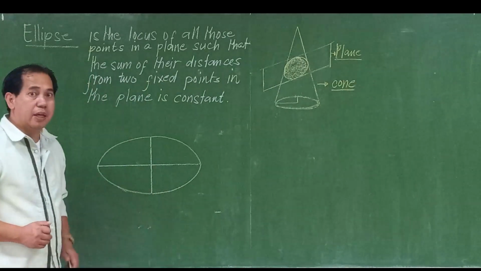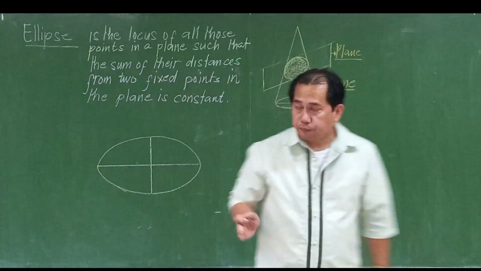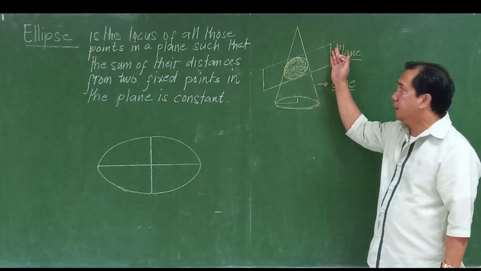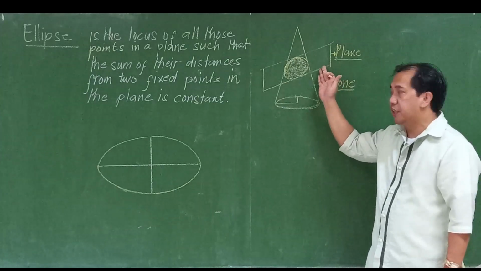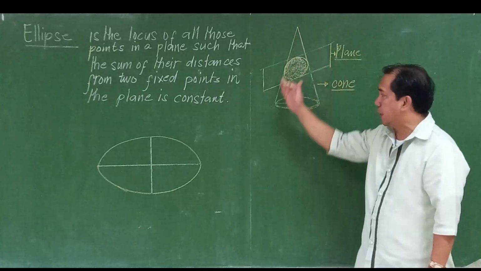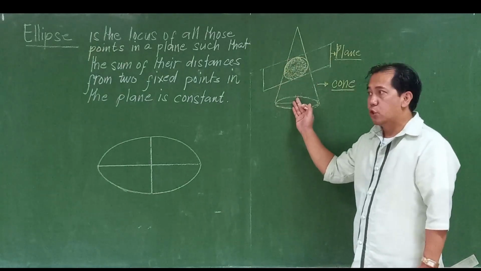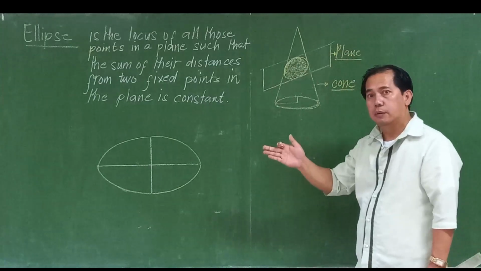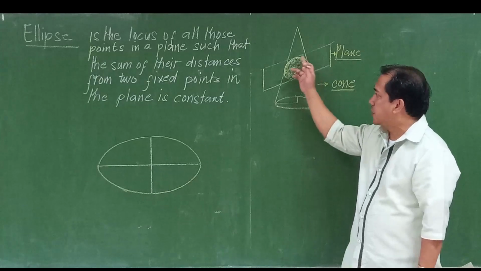How is an ellipse created? The ellipse is created when a plane intersects a cone like this one, and the intersection is diagonal from one edge of the cone to the other side of the cone. Okay? So meaning to say, when the plane cuts the cone, the geometrical figure created is an ellipse.